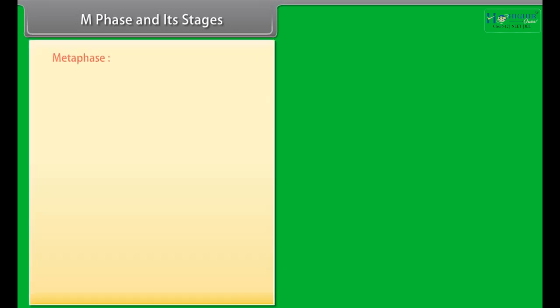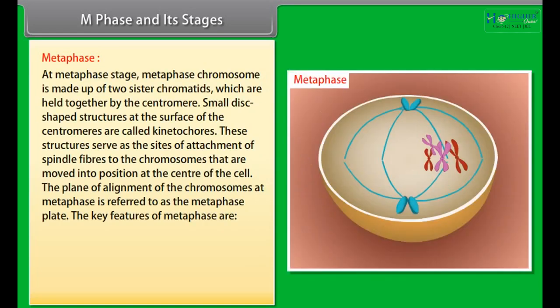The second stage of mitosis is called metaphase. At this stage, metaphase chromosome is made up of 2 sister chromatids which are held together by the centromere. Small disc-shaped structures at the surface of the centromeres are called kinetochores.